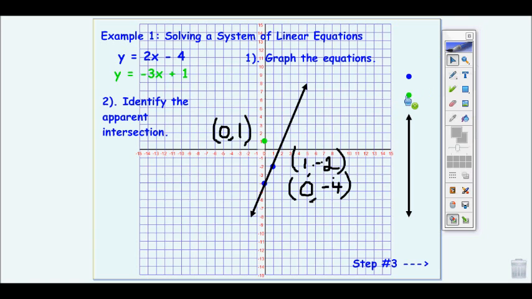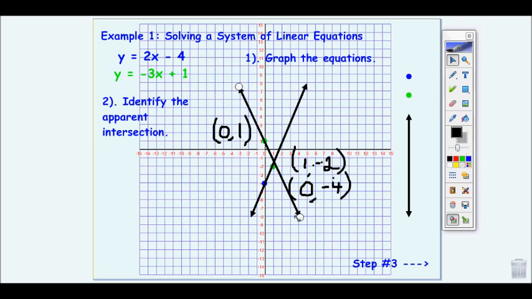Then I'll apply the slope. This time the slope is going to be go down 3 and over 1. And that's also going to be at the point 1, negative 2. So now I'm going to apply my line here.